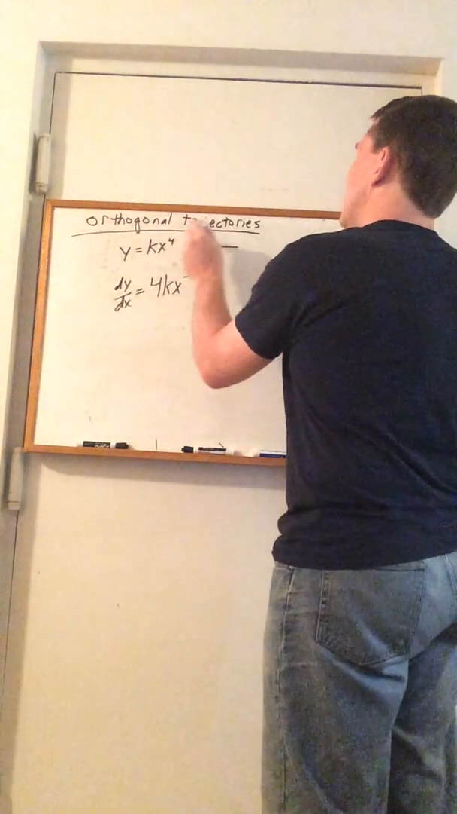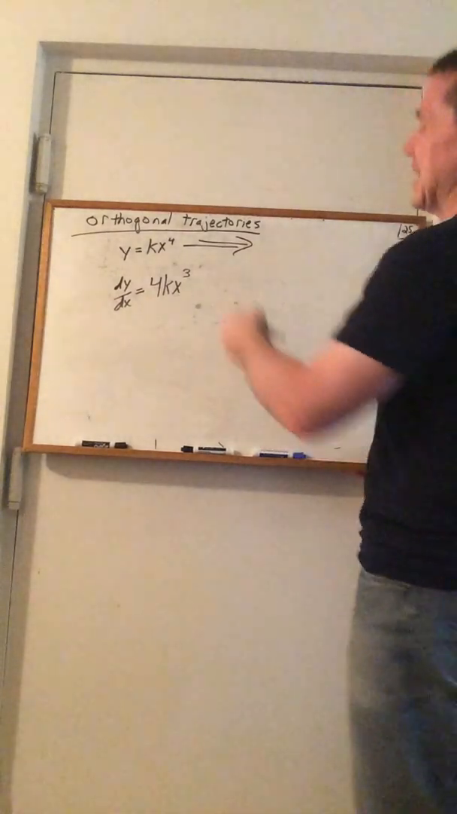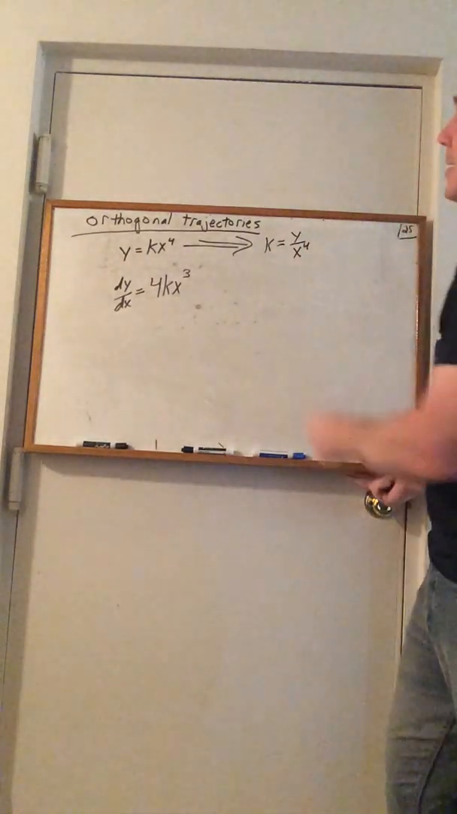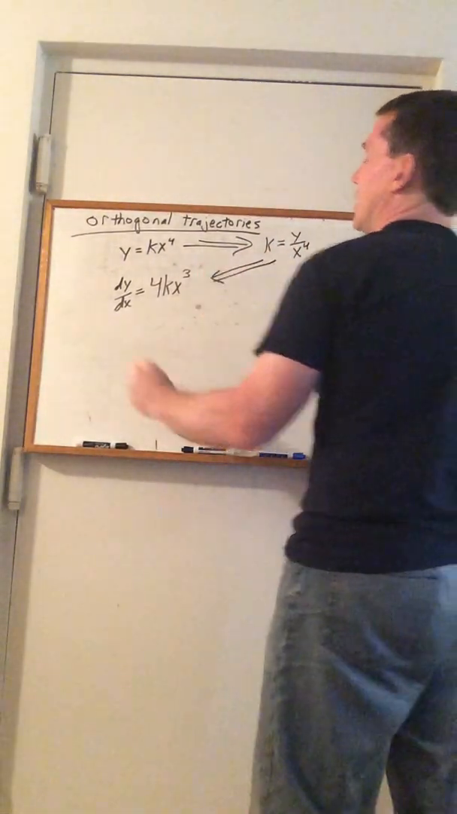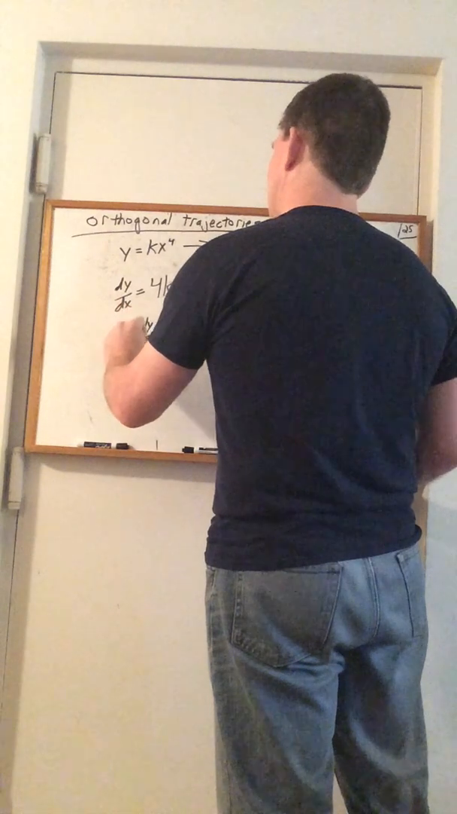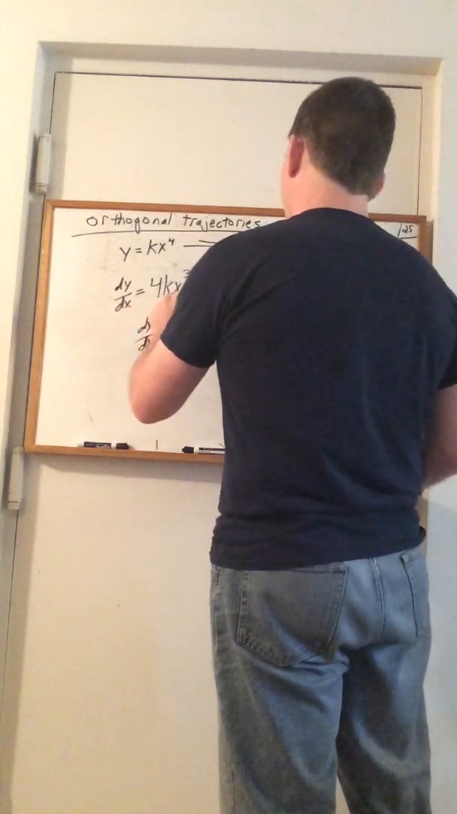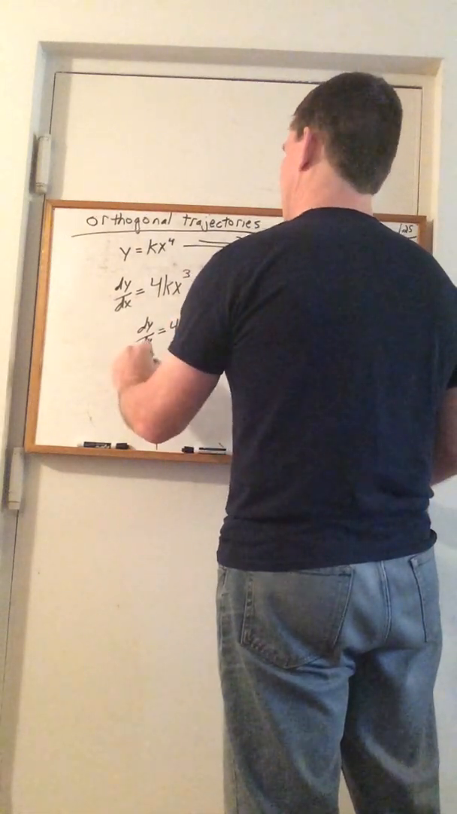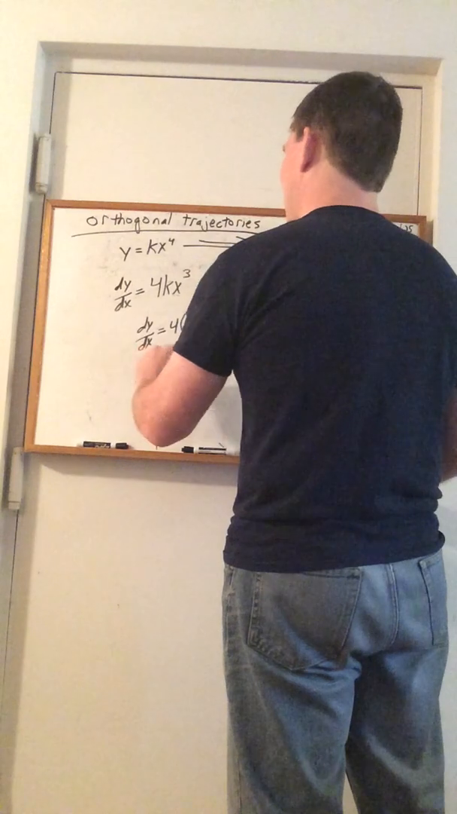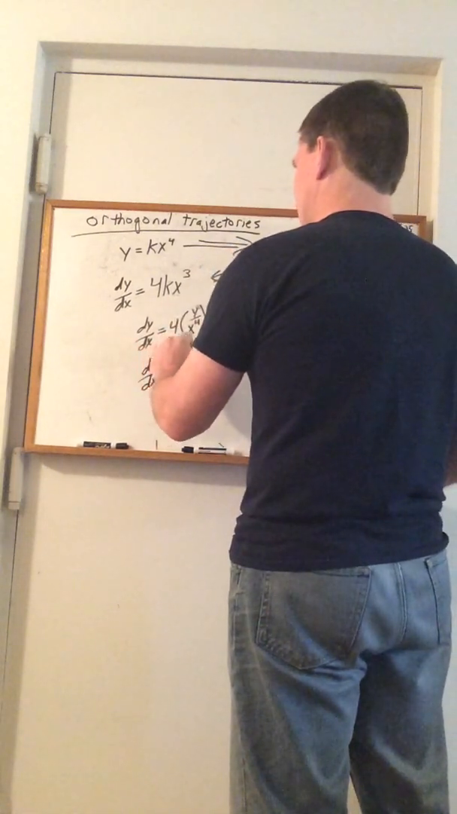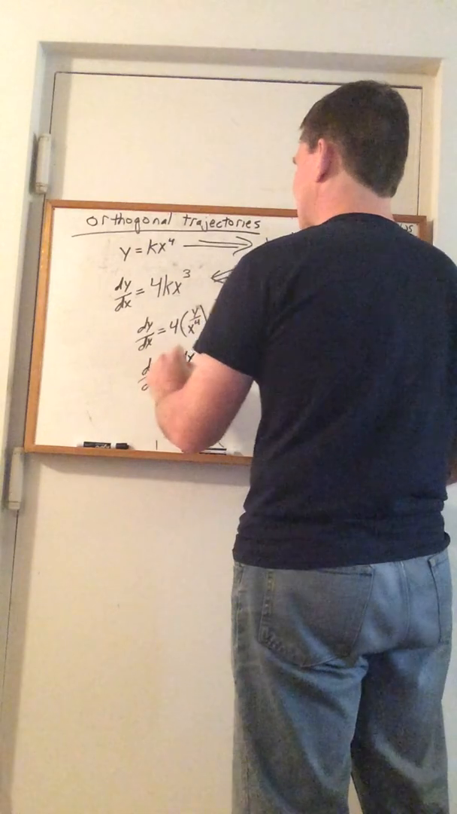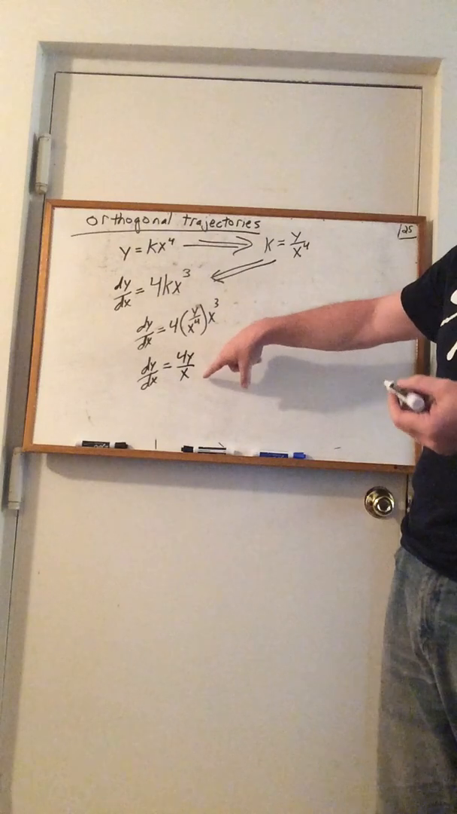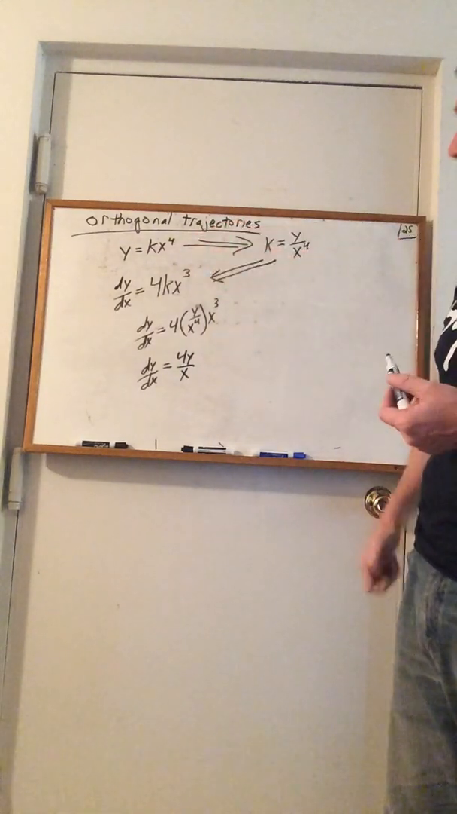So what we have to do is figure out what k is. In this case, if I solve for k, I get k equals y over x to the fourth, and then substitute it in over here. So now I have dy dx equals 4y over x to the fourth, times x cubed. So dy dx equals 4y over x, since x to the fourth over x cubed leaves an x on the bottom. Now, this is the derivative in terms of y and x of this family right here.